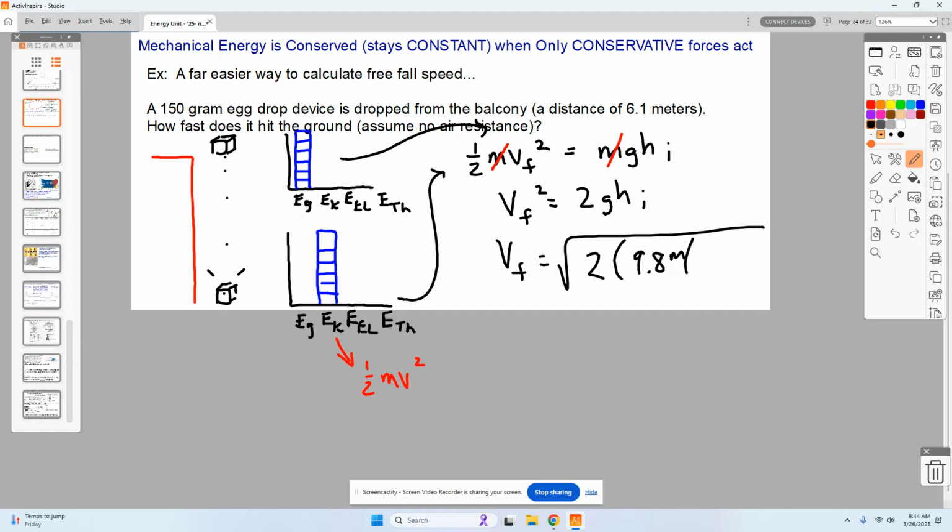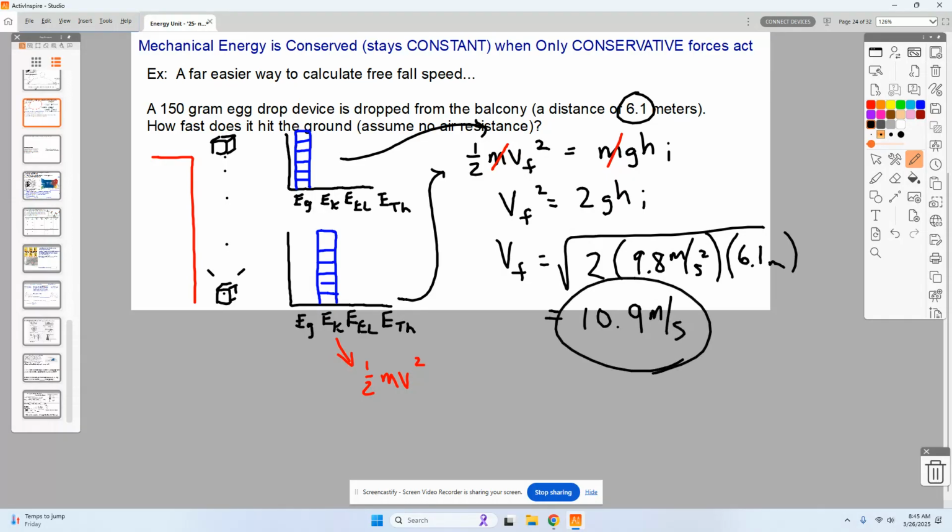Now, for your egg drop project, I had you use g as 9.8 so you can get a more accurate answer for the speed instead of using g equal to 10. And 6.1 meters for that drop height. Once I have those numbers put in there, it's not too bad just to multiply everything out. I'm getting about 10.9 meters per second. And you notice I can do that really quickly with just using energy principles.